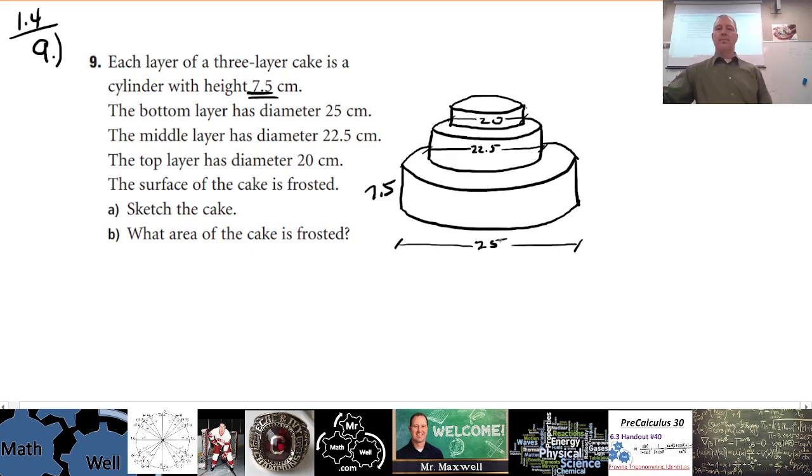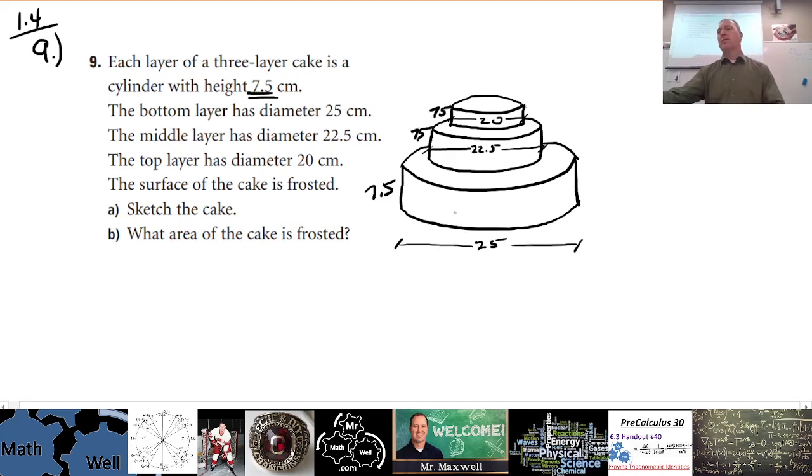So the radii, and radii is the fancy Latin way of saying the plural of radius. If you have one radius, it's radius. If you have more than one radius, it's radii, R-A-D-I-I. Weird, eh? Radiuses, you won't see that very often. It'll be radii. Okay? That's the convention in math. So the diameters are 20, 22 and a half, and 25. So the radius for each is going to be half of that. And 7.5 is our height for each one.